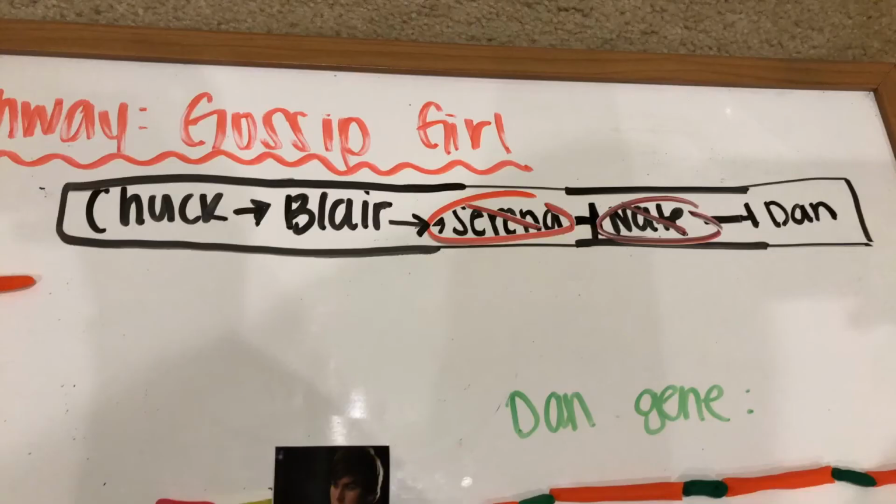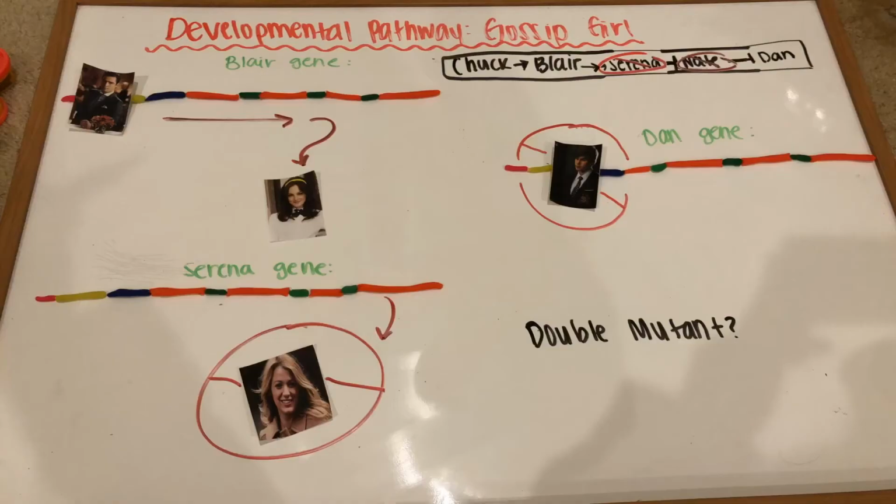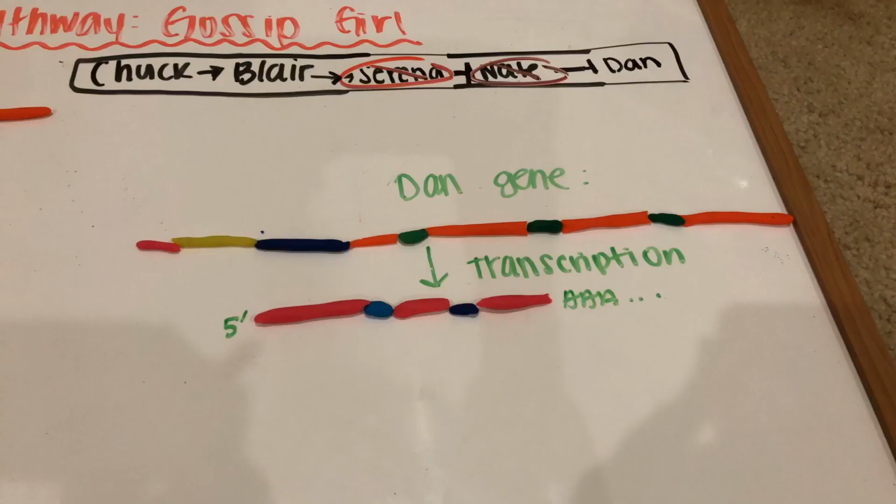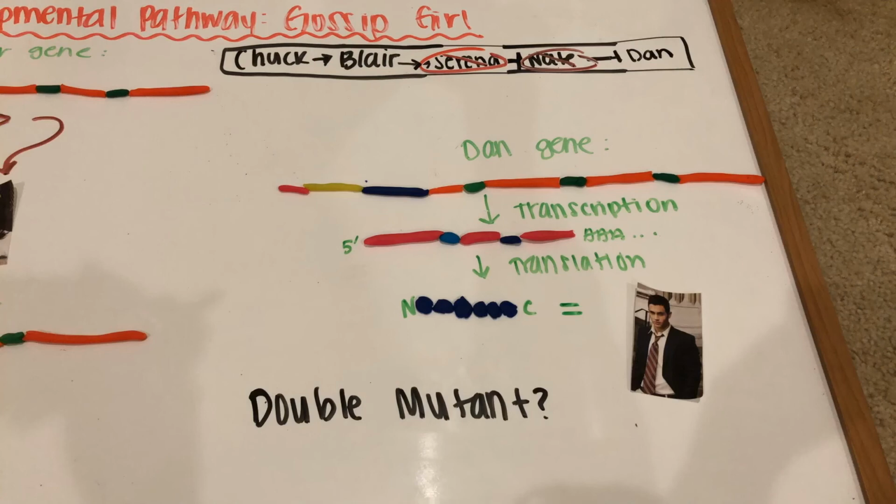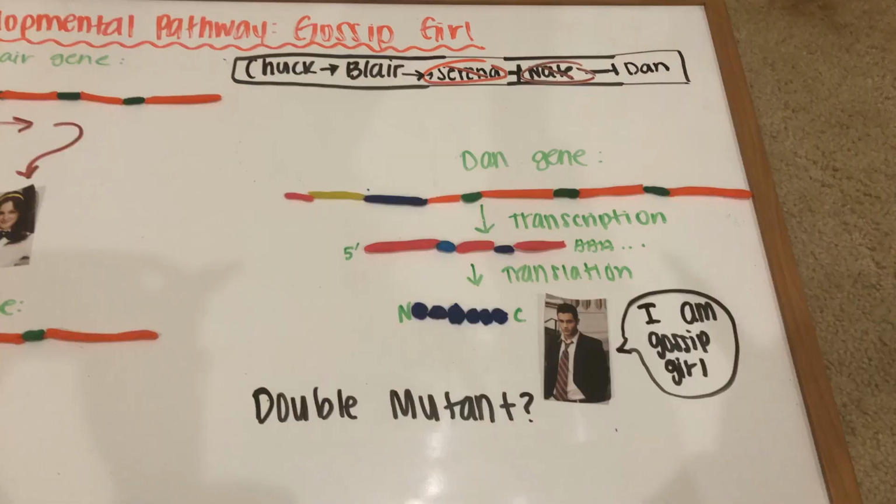If the Serena and Nate genes are removed, however, the Nate gene product would not be there to inhibit the transcription of the Dan gene. This then allows Dan to expose himself as Gossip Girl.